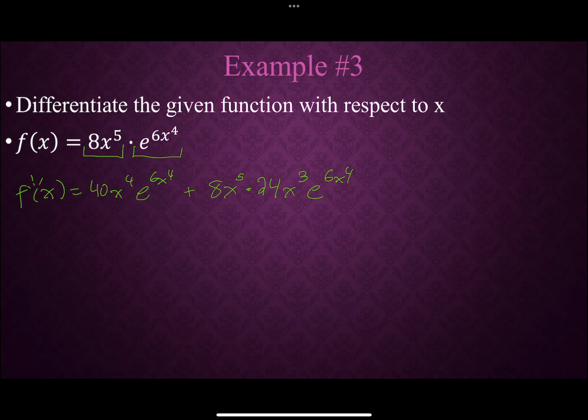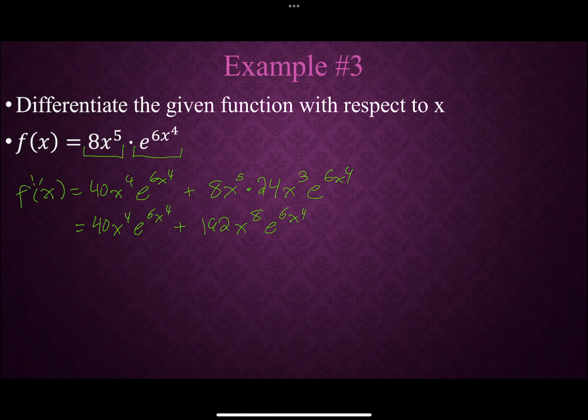Now the rest of this is just going to simply be algebraic manipulation to rearrange and rewrite this a little bit. So we have 40x to the 4th, e to the 6x to the 4th, plus, if we do our 24 times our 8, we get a 192, x to the 8th, and then e to the 6x to the 4th. And then we can recognize that there's a lot of common terms here.